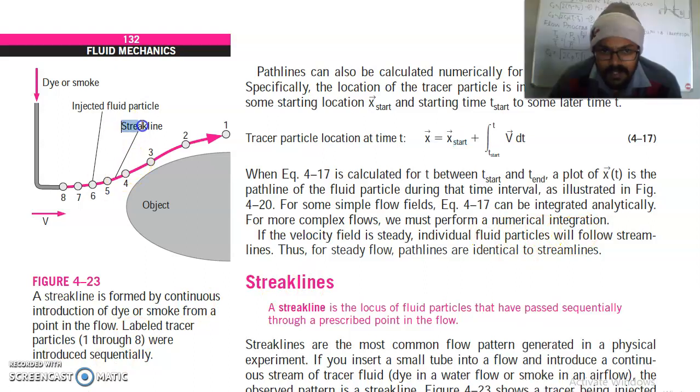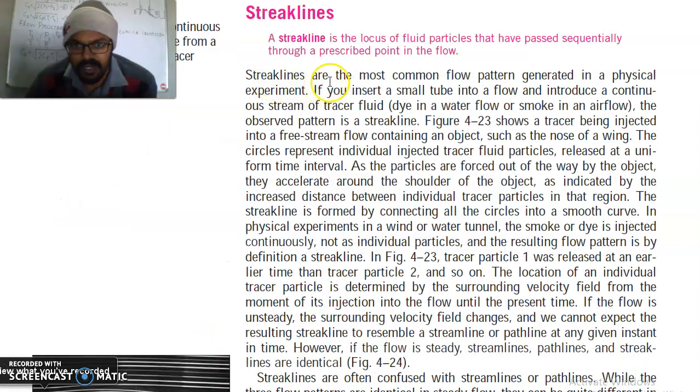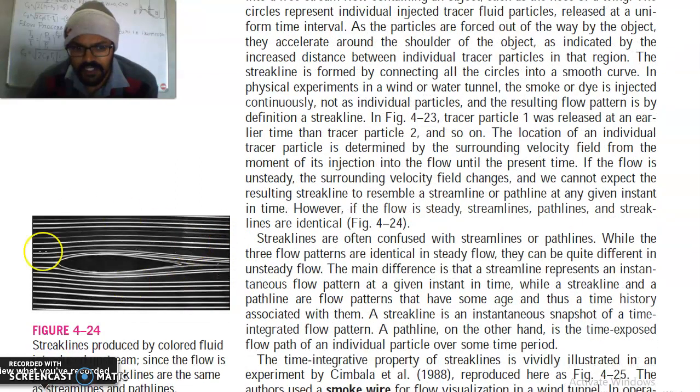Now what is a streakline? A streakline is the locus of fluid particles that have passed sequentially through a prescribed point in the flow. Streaklines are the most common flow pattern generated in a physical experiment. If you insert a small tube into a flow and it produces a continuous stream of tracer fluid, dye in a water flow or smoke in an air flow, the observed pattern is a streakline. So this figure is showing a streakline.